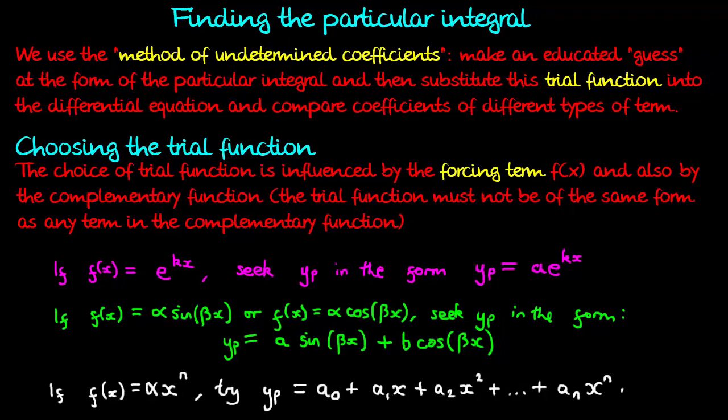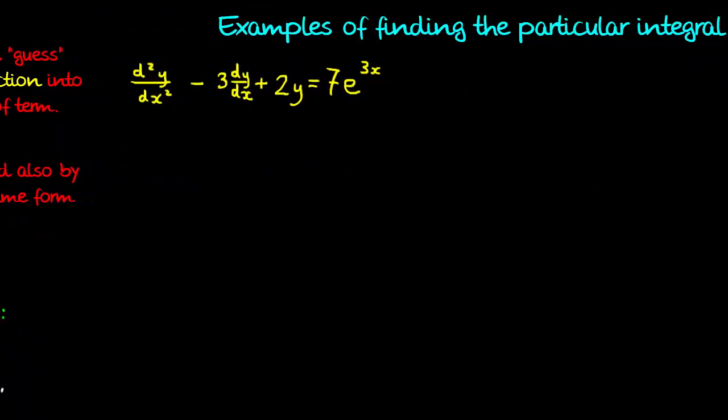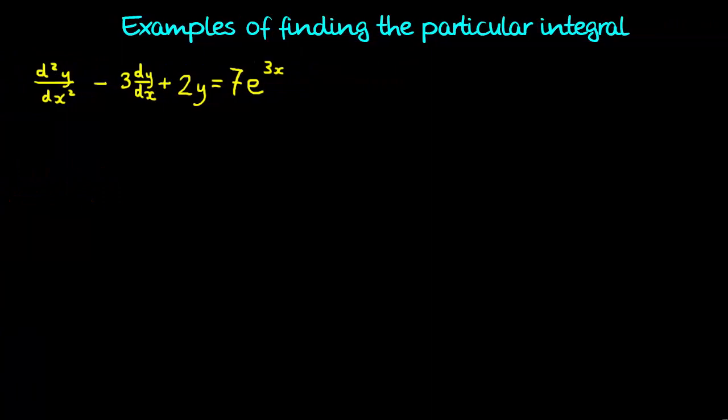Okay, let's run through a specific example of finding the complementary function and the particular integral for a particular differential equation. So here we've got the equation, d2y by dx squared minus 3 dy by dx plus 2y equals 7 e to the 3x.